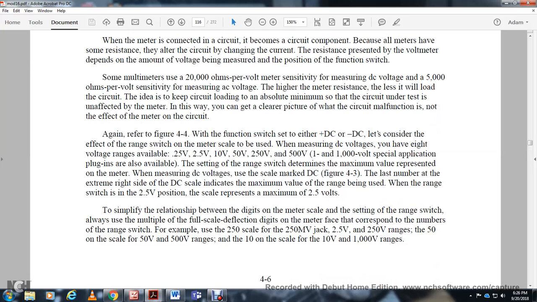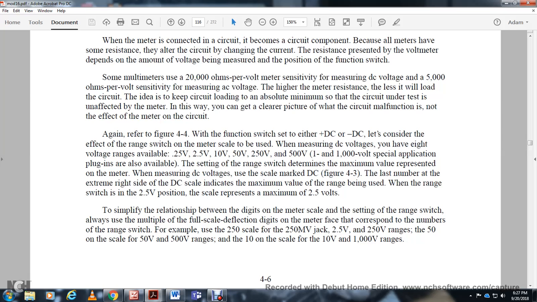Again, in figure 4, the function switch is set to positive or negative DC. The range switch selects the scale used for measuring DC. You have eight voltage ranges: 0.25 volts, 2.5 volts, 10 volts, 50 volts, 250 volts, 500 volts, and 1,000 volts. Special application plugins are also available. The range switch determines the maximum value represented by the meter when measuring DC voltage. The last number at the extreme right side of the DC scale indicates the maximum value of the range being used. With the range switch in the 2.5 position, the scale represents a maximum of 2.5 volts.